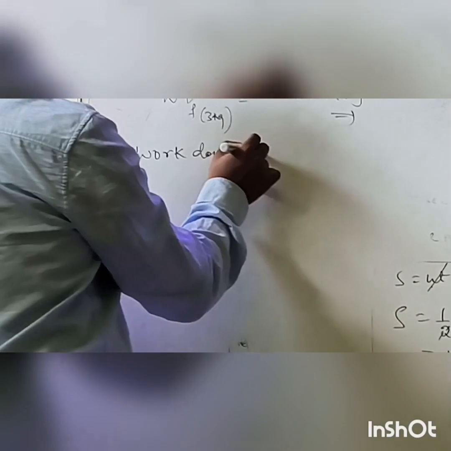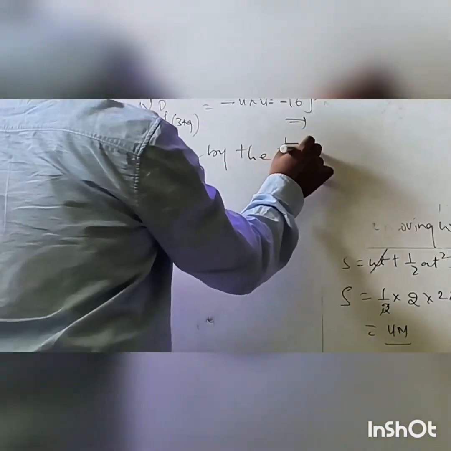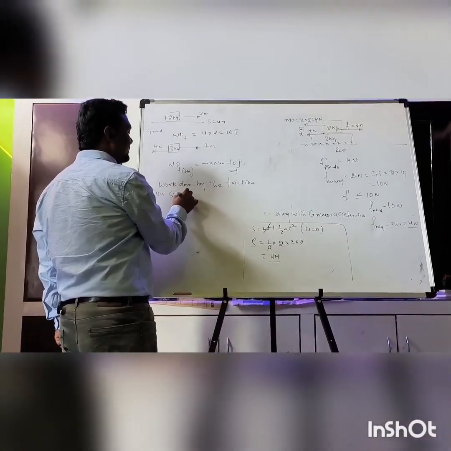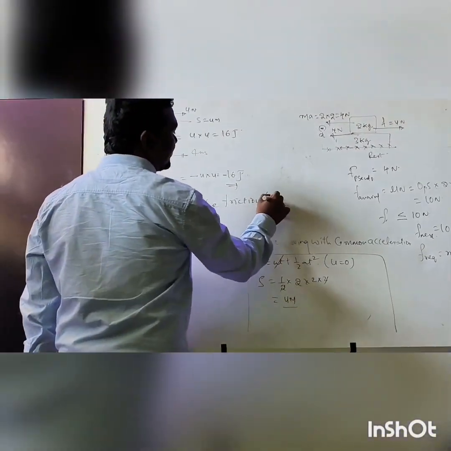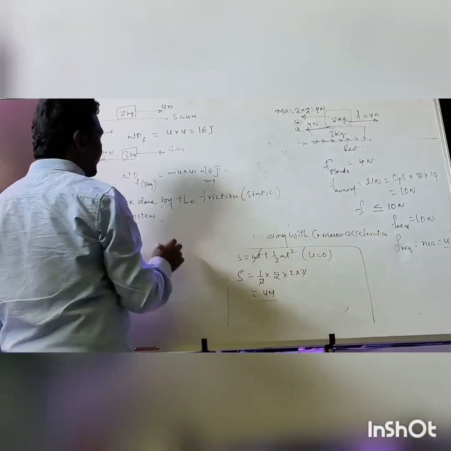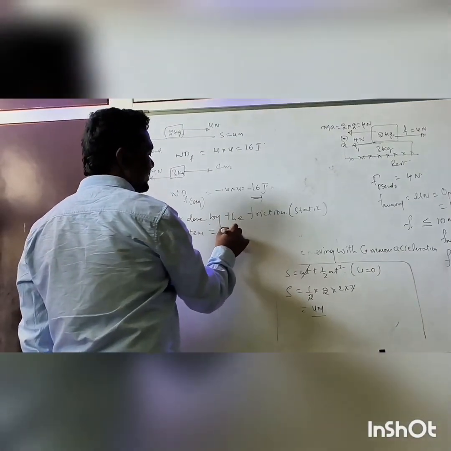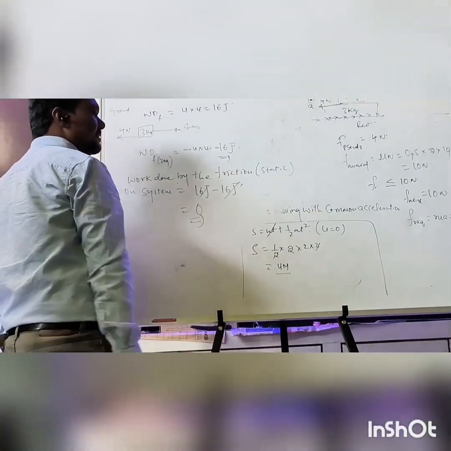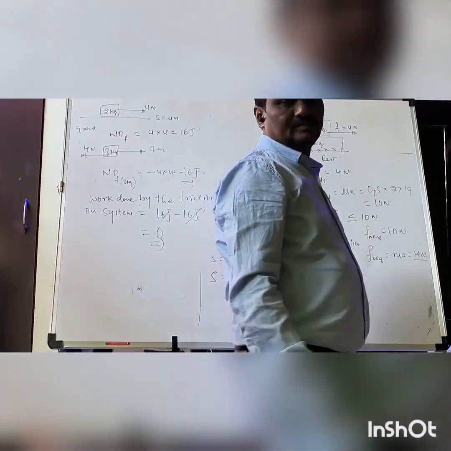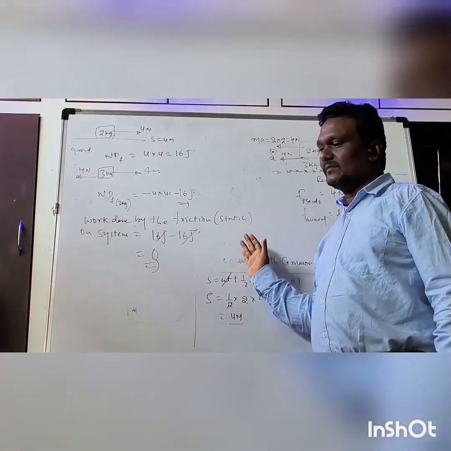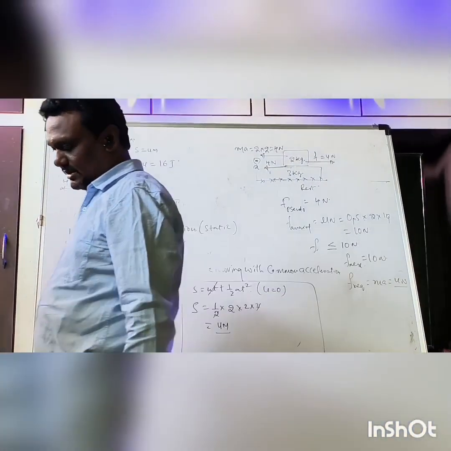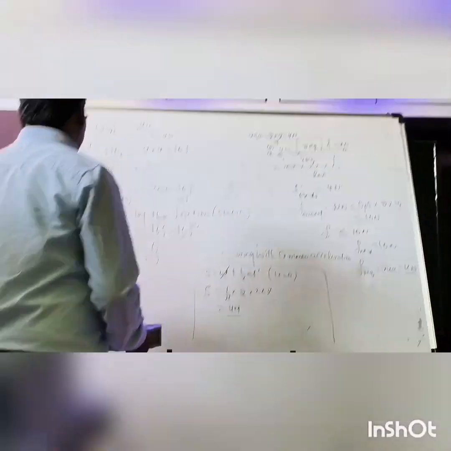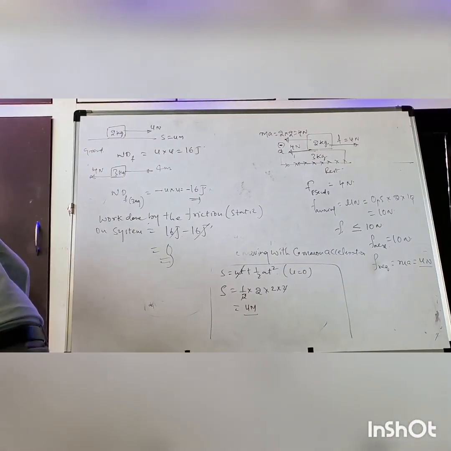Work done by the friction on the system. Which friction? Static friction. So the work done by the static friction on the system is equal to 16 joule minus 16 joule. So that's it. The work done by the static friction on the system will always be equal to 0. Work done by the static friction on the system is always equal to 0. Okay.